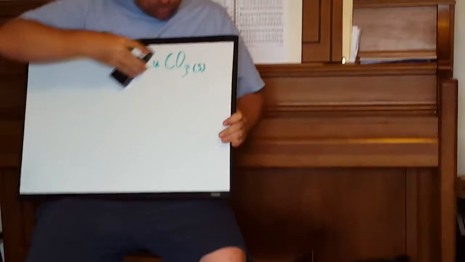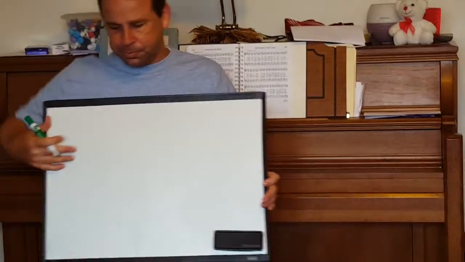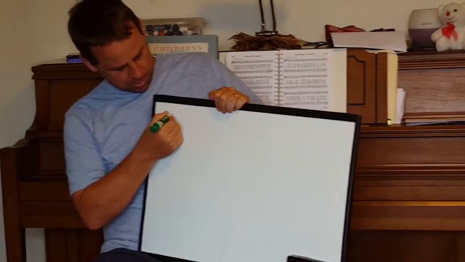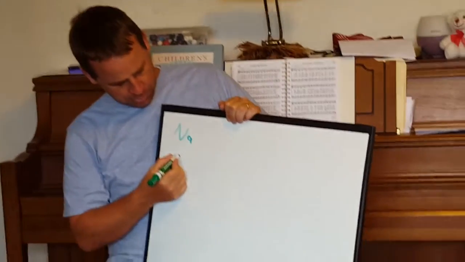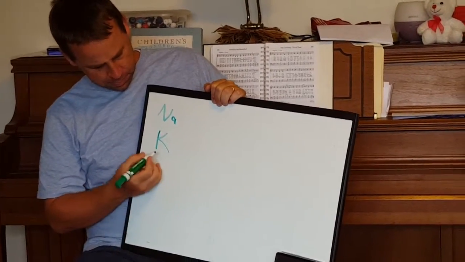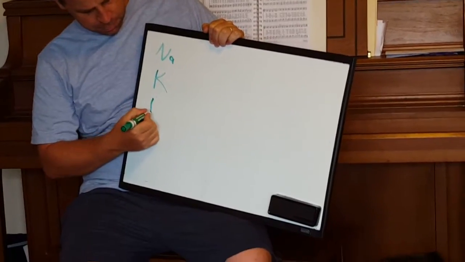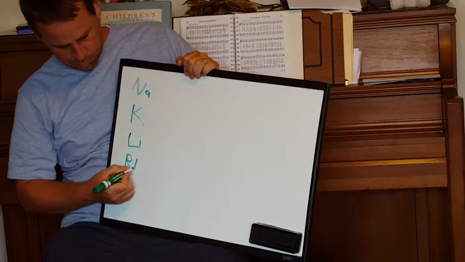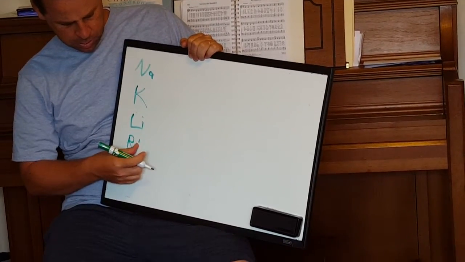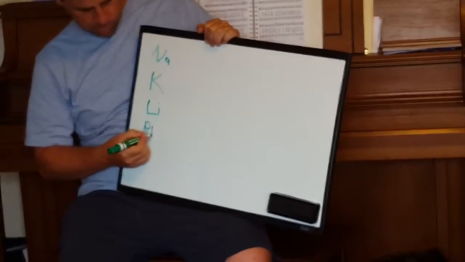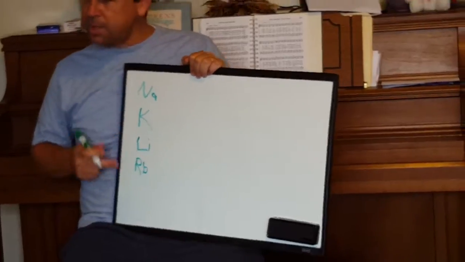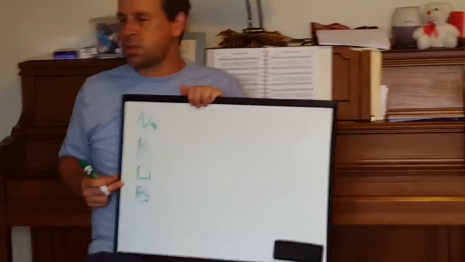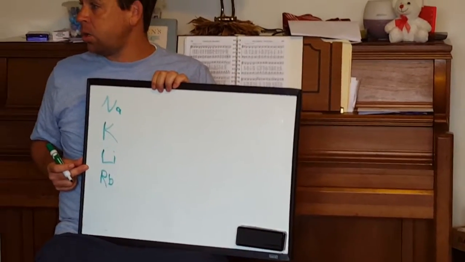Okay, so now chemicals that contain sodium, potassium, lithium, rubidium, that's Rb, sorry. Chemicals that contain these are always soluble, can always be dissolved in water.